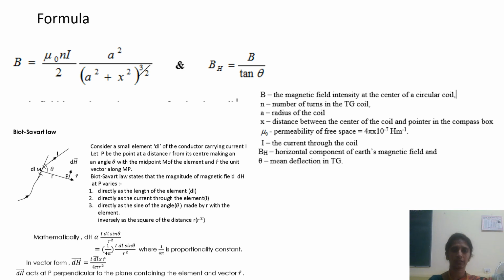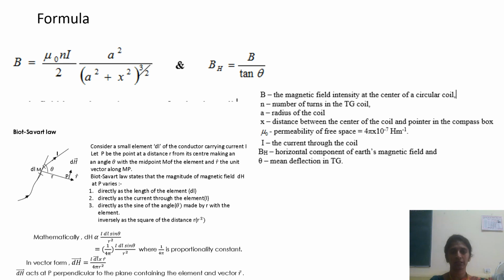What does it state? Whenever there is a current carrying conductor with a small element dl, and that element is making an angle theta with the midpoint of the element and the unit vector along MP, then Biot-Savart's law states that the magnitude of magnetic field dH is directly proportional to the elemental length, directly proportional to the current flowing, directly proportional to the sine of the angle made by r with the element, and inversely proportional to the square of the distance.